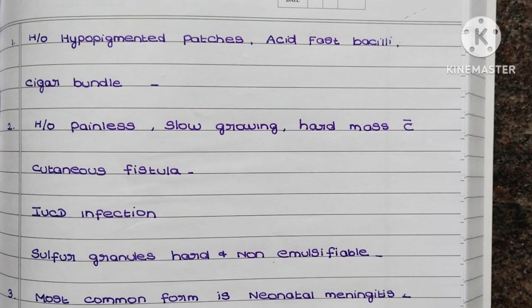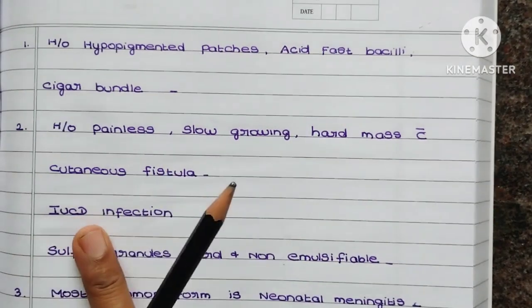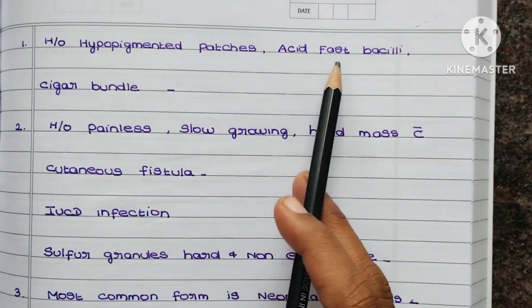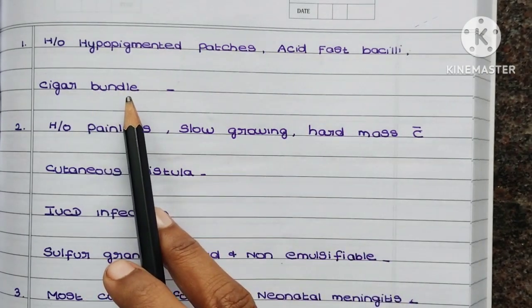Hello friends, today we'll discuss part 2, the clinical clues to make the diagnosis easily. Okay, so here the first question is history of hypopigmented patches and acid fast bacilli, and it's cigar bundle shaped.